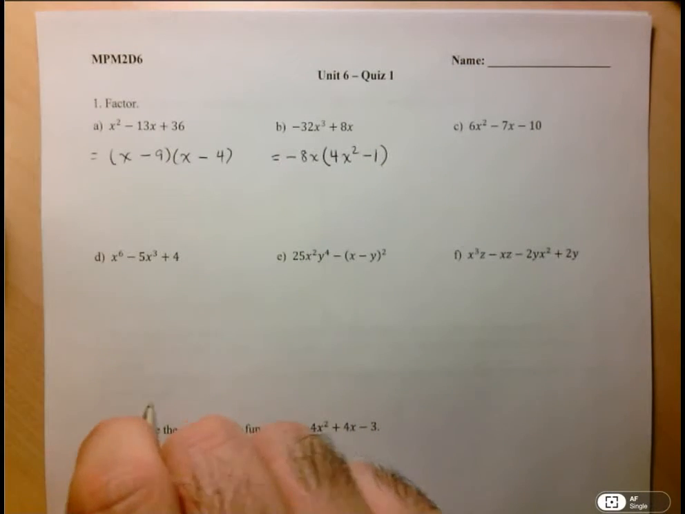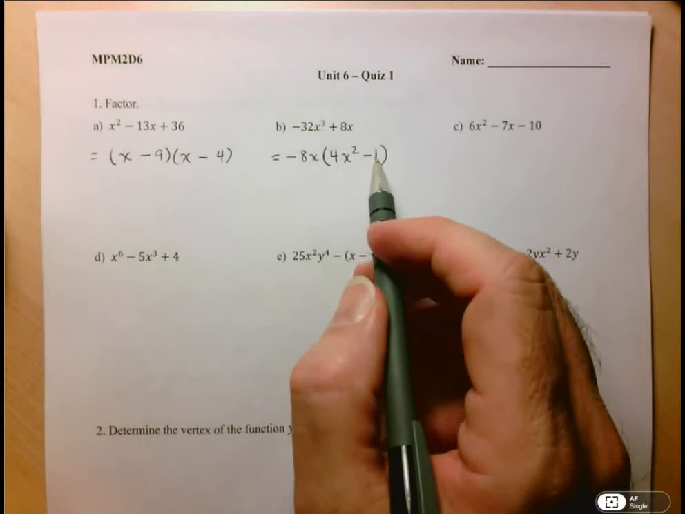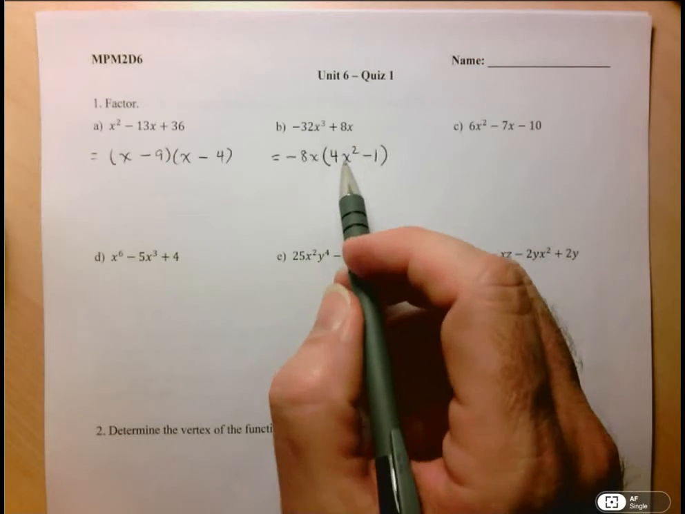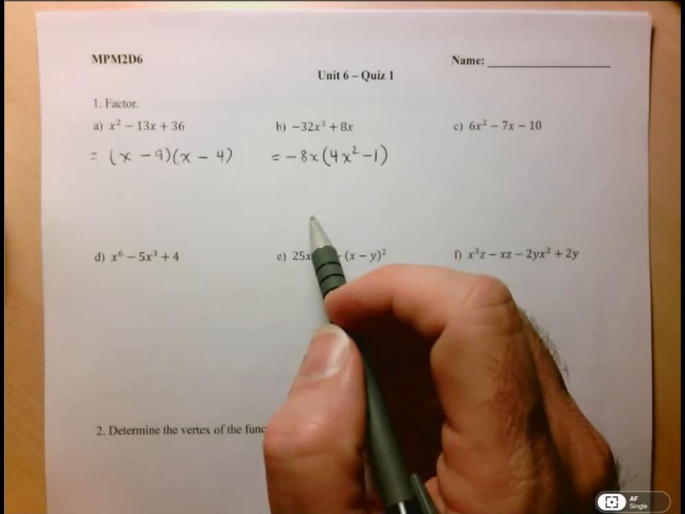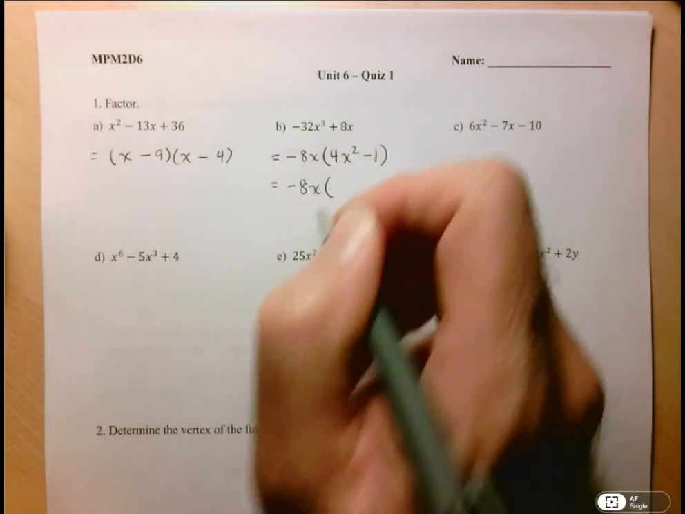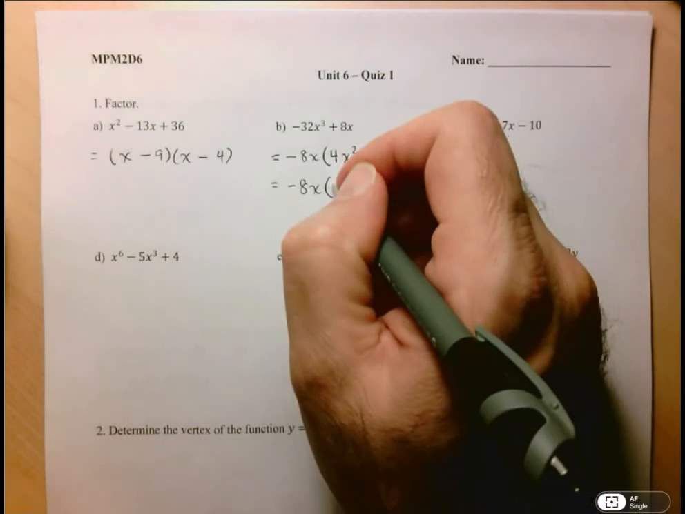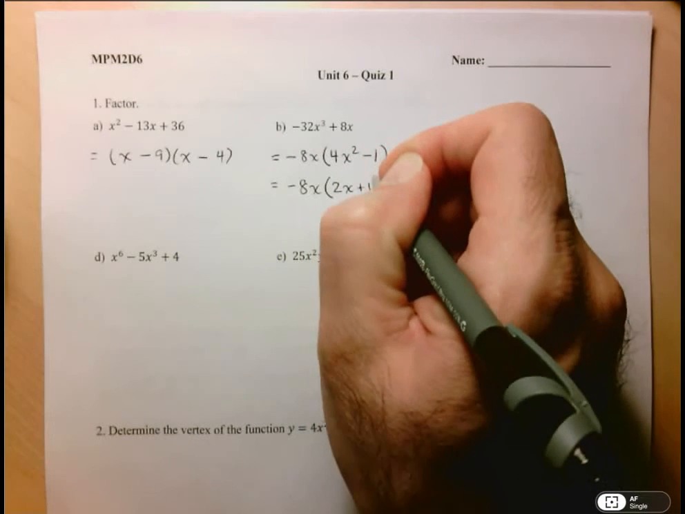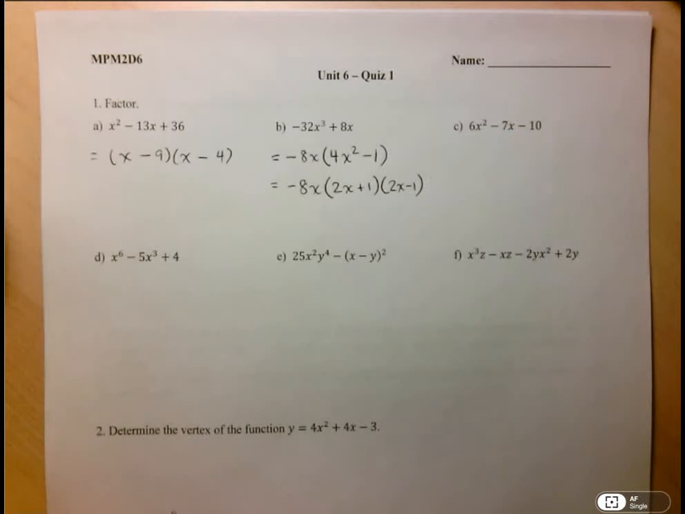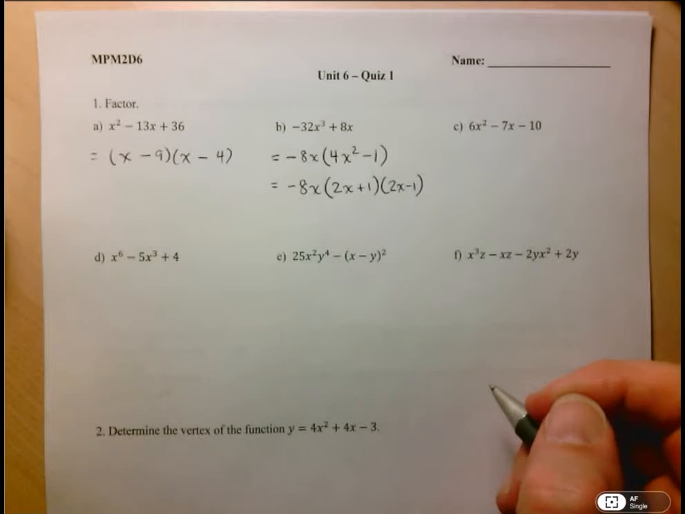Okay, however, I'm not done because I see that I've got a difference of squares here. This is a perfect square, 2x all squared, and of course, this can be seen as 1 squared. So I can keep going with my factoring. Okay, and the way I factor a difference of squares, it's the first term plus the second times the first term minus the second. Okay, let's move on to C here.